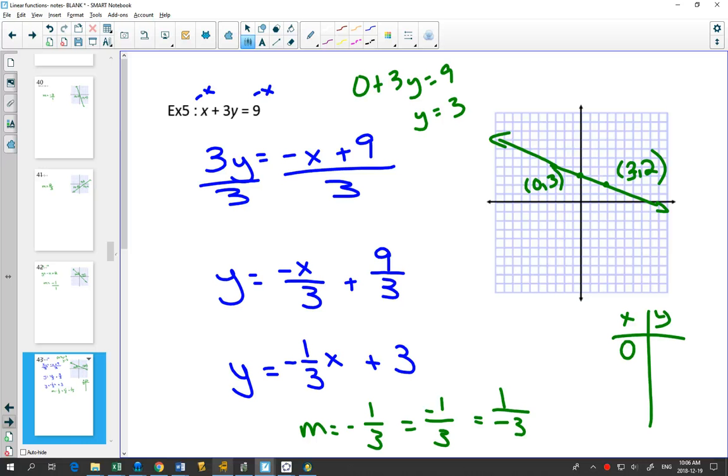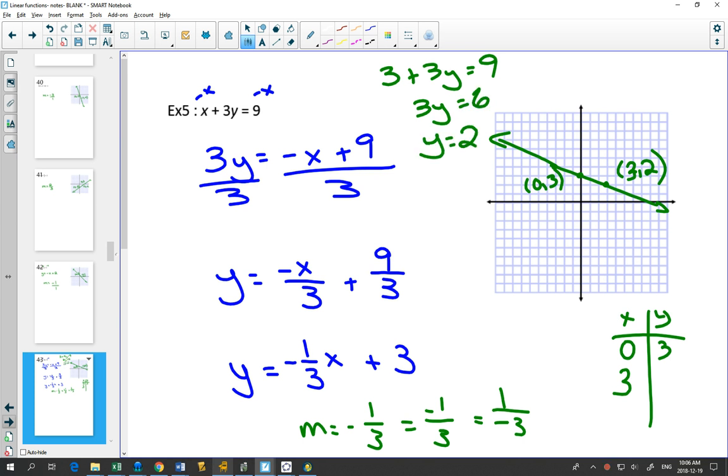What about my other point? What happens when I plug in 3 for x? So again, I'll go up here, I'll erase what I did before. I'll plug in 3 for x. Well, I subtract 3 on both sides, divide by 3, I get y equals 2. Yes, it matches my point.